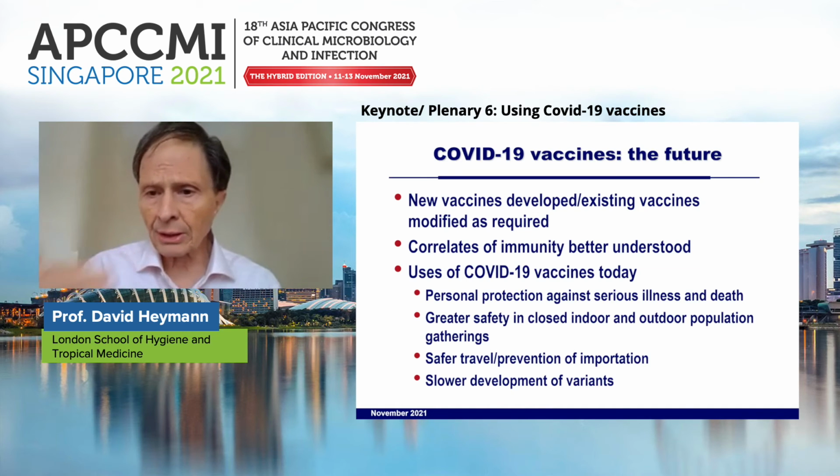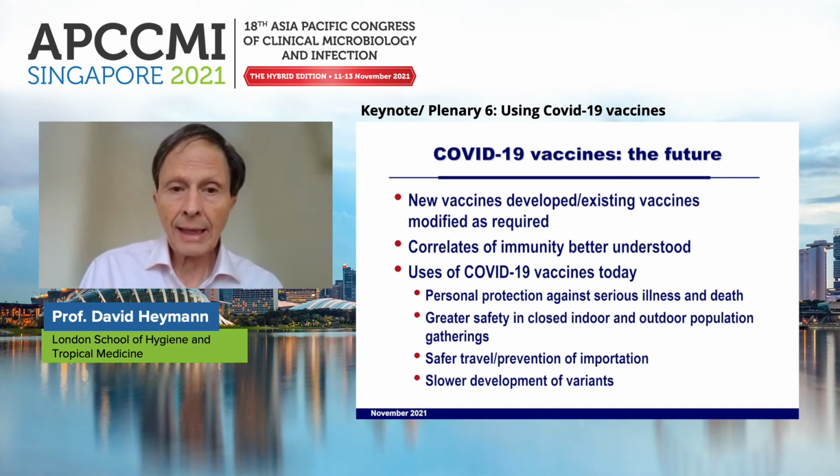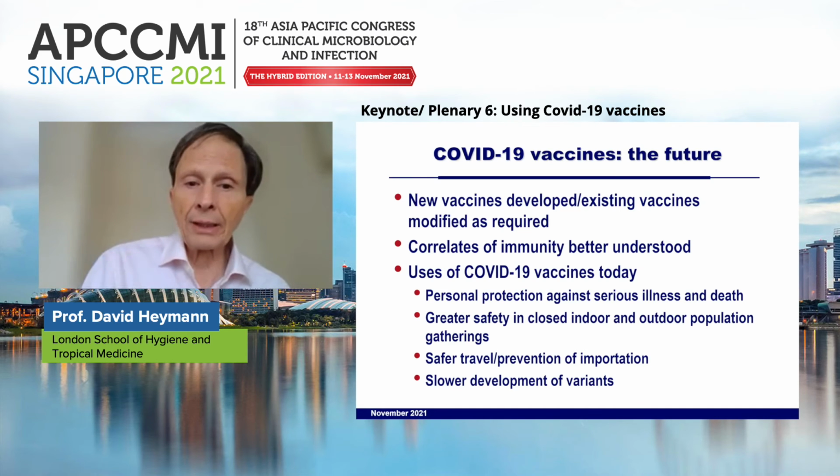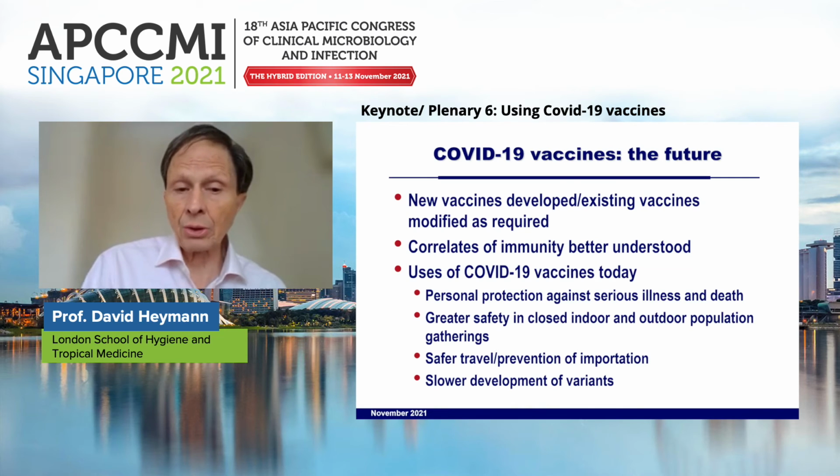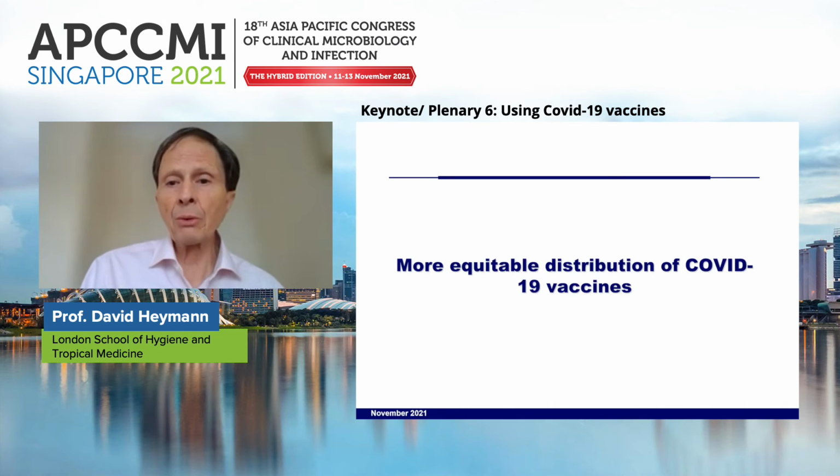We're very fortunate to have those vaccines today, and those vaccines can be used for personal protection against serious illness and death. They provide greater safety in closed indoor and outdoor gatherings, safer travel, and slower development of variants, as we've seen. But we need to make sure that there's more equitable distribution of COVID-19 vaccines.